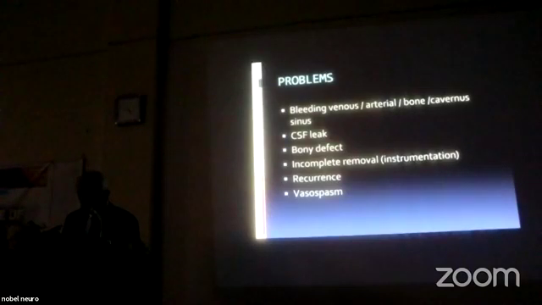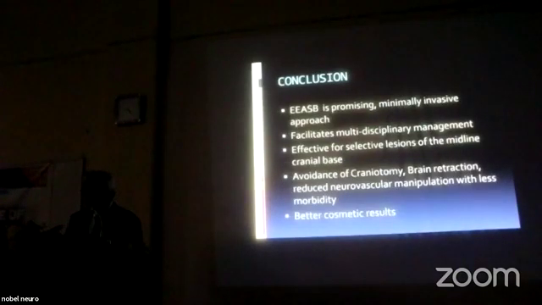These are the known complications. In conclusion, ladies and gentlemen, base of the skull surgery, endoscopic transsphenoidal transnasal, is a promising minimally invasive approach that facilitates multidisciplinary management, effective for selective lesions of the midline cranial base.